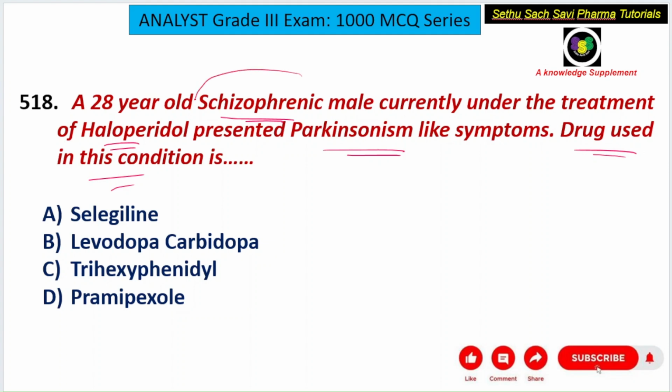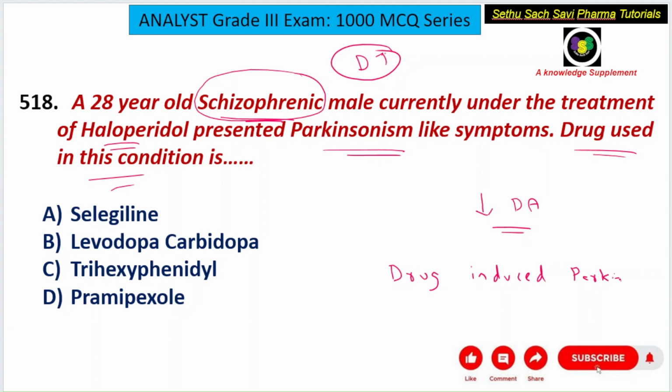A schizophrenic patient means a psychotic patient. In psychotic patients, the D2 dopamine receptors will be elevated. So definitely the drug used in this condition will be a dopamine antagonist. They will try to block dopamine receptors. So when you block the dopamine receptors, what will happen? The dopamine level will come down. That is one of the side effects of antipsychotic drugs. The dopamine can come down and it can result in Parkinsonism-like symptoms. This condition is called drug-induced Parkinsonism.